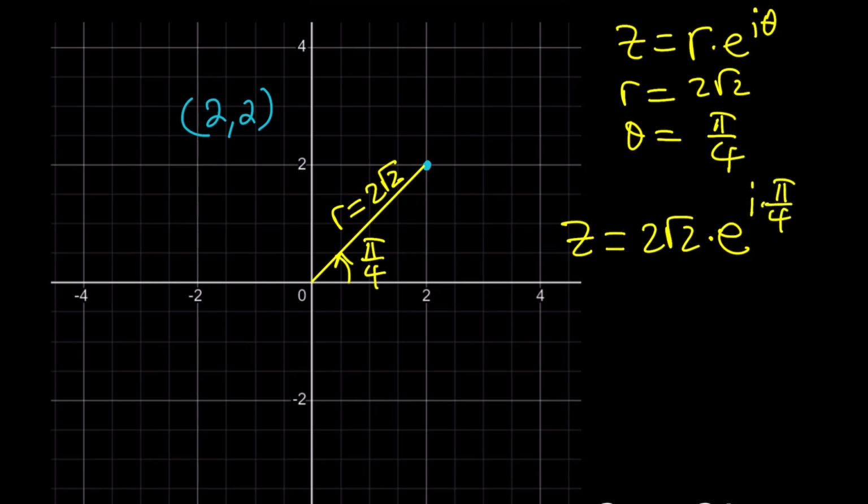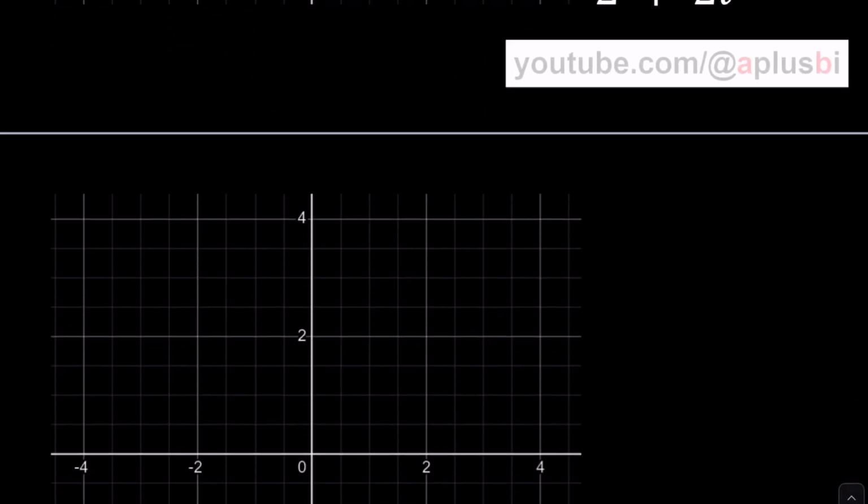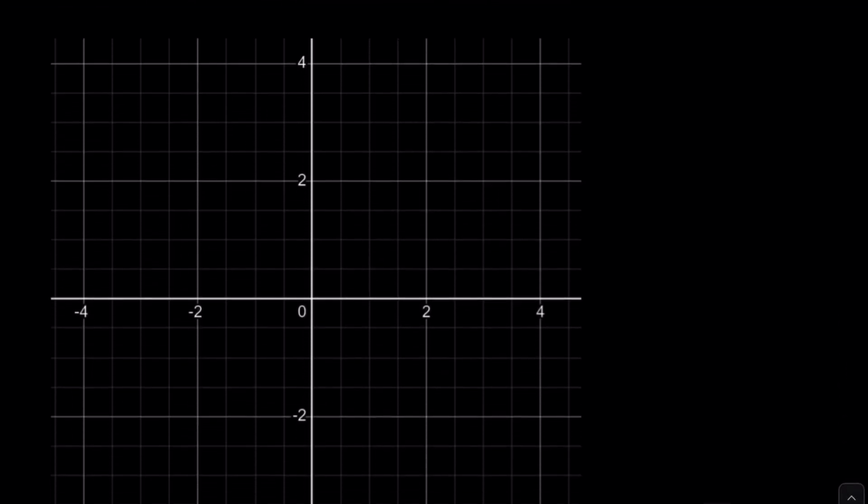Later on, we're going to see why this form is very useful, especially when solving equations or evaluating expressions. Okay, let's take a look at another one. So the next one we're going to look at is 1 minus root 3i. And to be able to do that, again, we're going to start by plotting 1 comma negative root 3.